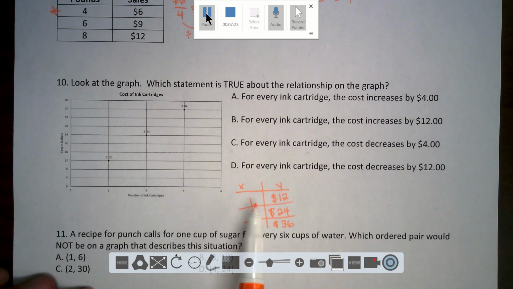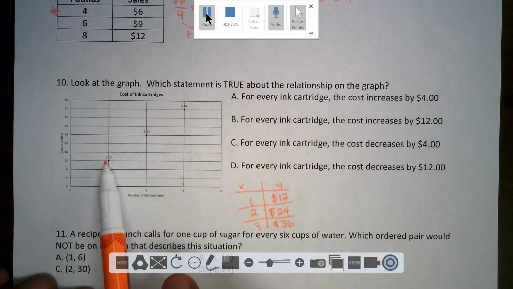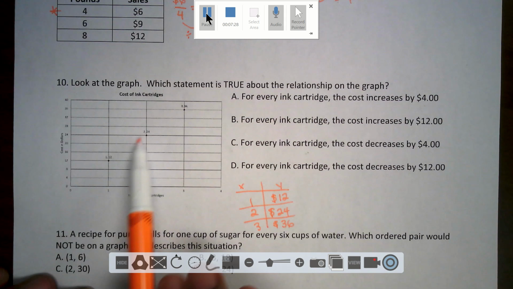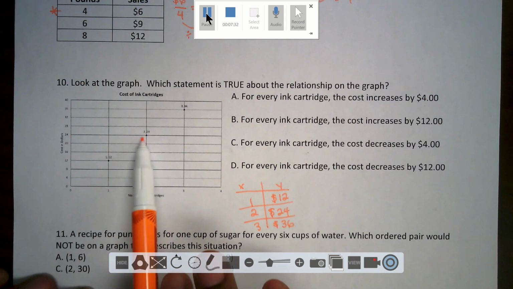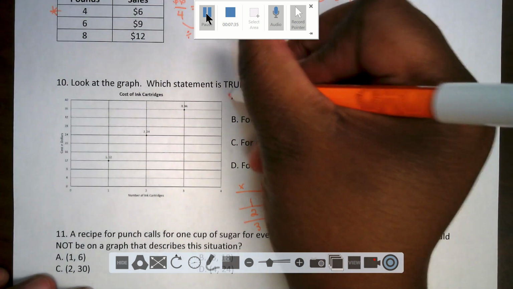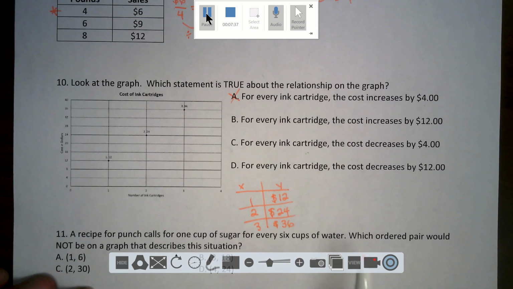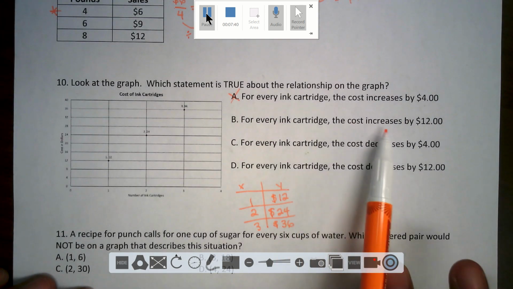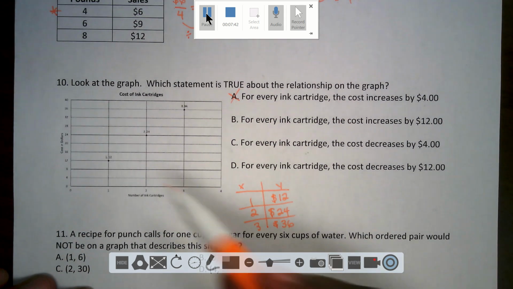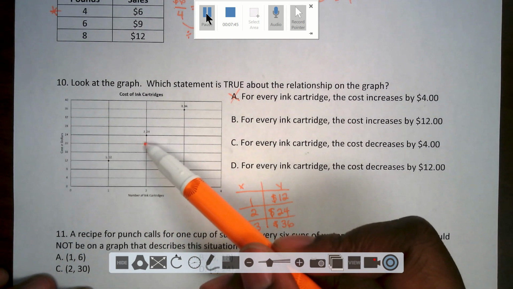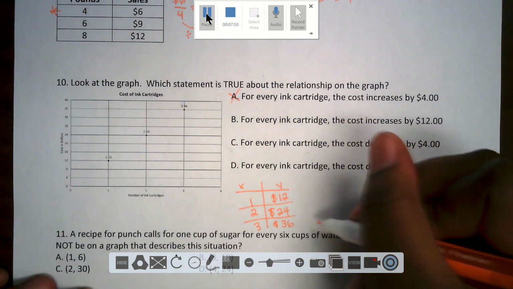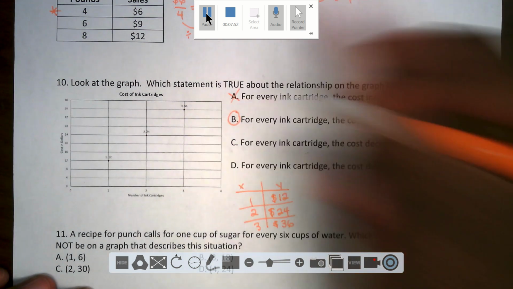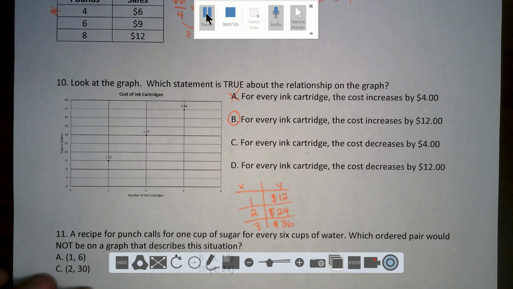Well, let's look at our table or even our graph. When I'm going from 1 to 2 cartridges, is my money going from just 12 up $4 more? No, it's going up to 24. So A is wrong. Let's look at B. For every ink cartridge, the cost increases by $12. Let's see, going from 1 to 2 ink cartridges, it costs $12 and goes up to 24. Yeah, I would say that is indeed going up, increasing by $12. But let's just make sure the rest of these are not true, okay?